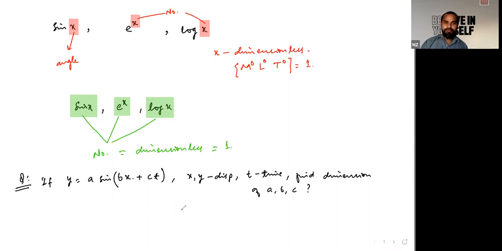So the first method is how to approach this problem. Since this is a sine, a trigonometric function, as we have just discussed, the sine of this particular argument represents an angle, and angle is a dimensionless quantity. So Bx and Ct, these two terms will each be an angle. So these will be dimensionless quantities. Is it clear to everyone?